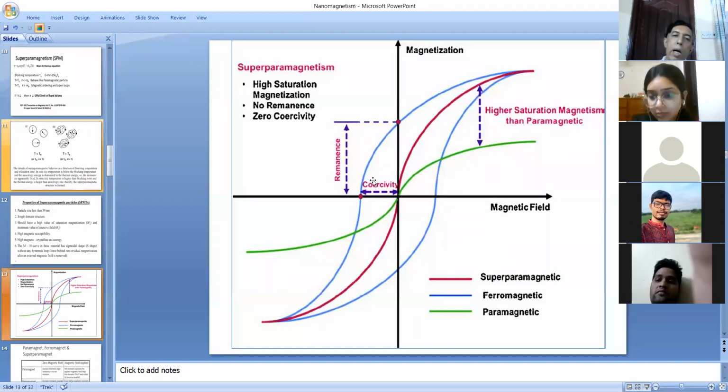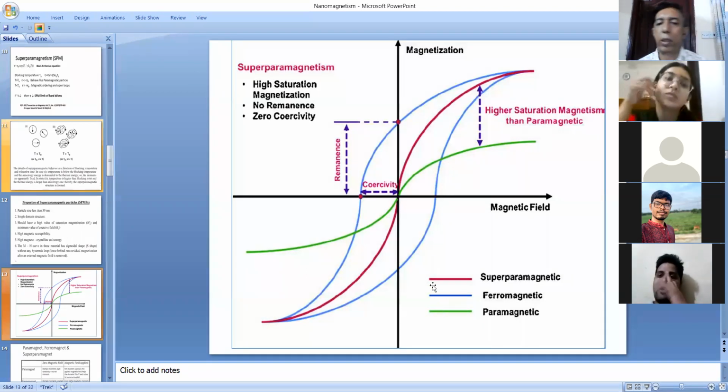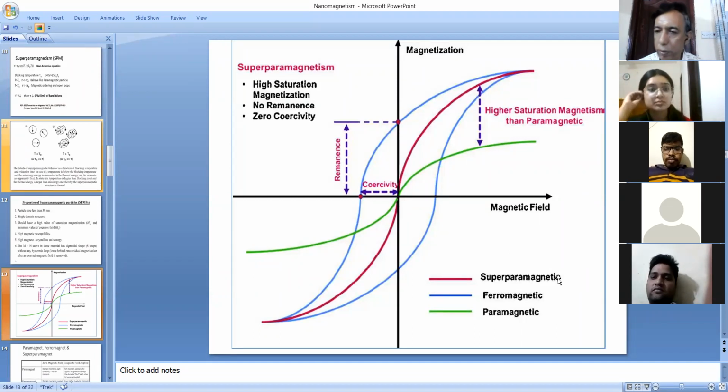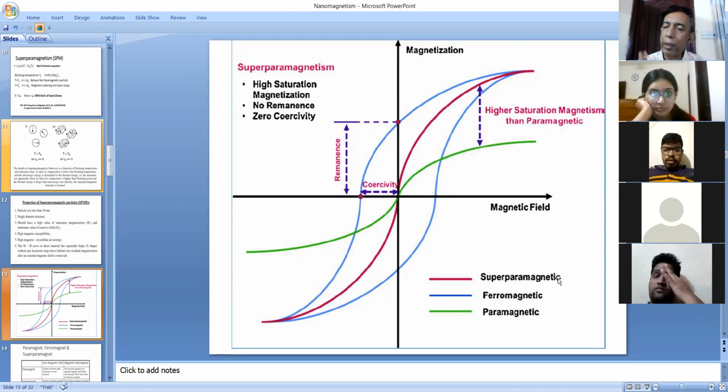So this is the coercivity and this is the magnetization. Okay. Now this is for a ferromagnetic substance. Now, what will happen if a ferromagnetic substance becomes nano size? By definition, we can say that if a ferromagnetic substance becomes nano size, it will show paramagnetic property.